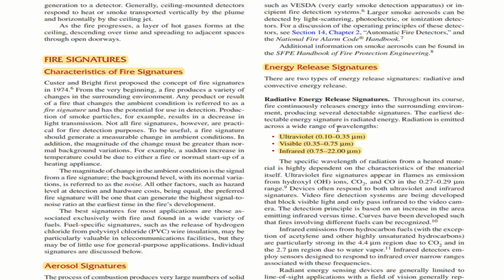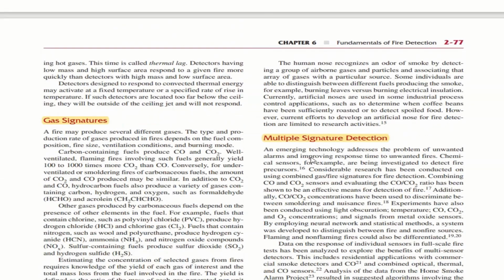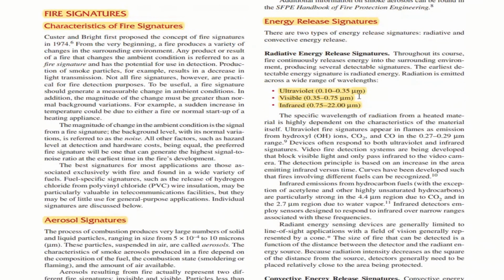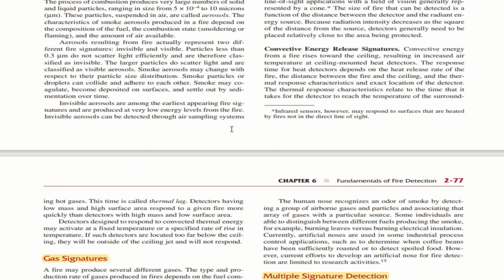Radiation is emitted across a wide range of wavelengths. This is an important concept. Ultraviolet 0.1 to 0.35 nanometers, visible light 0.35 to 0.75 nanometers, infrared 0.75 to 22 nanometers. So these are important points for your examination. They might ask what is the wavelength of ultraviolet, something like that.